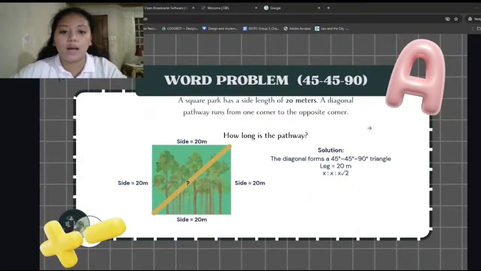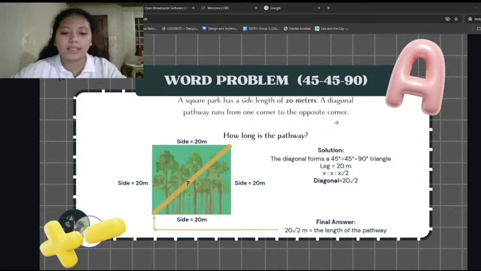Remember the formula for the 45-45-90 triangle. The hypotenuse equals leg multiplied by square root 2. The diagonal of the square is the hypotenuse of the triangle. Plugging in our leg length, diagonal equals 20 multiplied by square root 2, which equals 20 square root 2 meters. That's the exact length of the pathway.